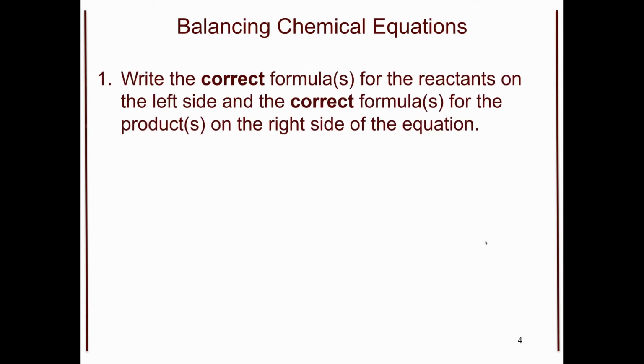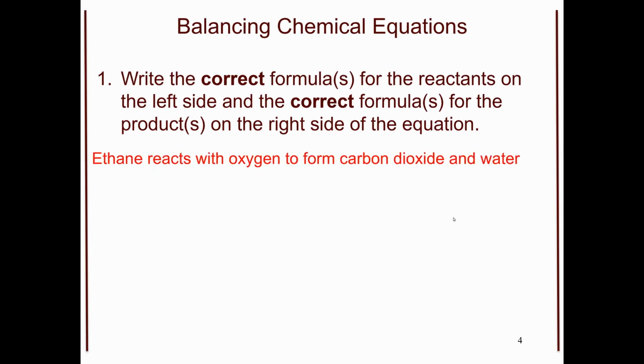The first thing that you want to do is write the correct formulas for the reactants on the left side, our reactants, and the correct formulas for our products on the right side of the equation. This means that you need to take your nomenclature skills that you learned back in previous chapters and apply them here. So if I say that I am going to have ethane reacting with oxygen to form carbon dioxide and water, we need to know what those species are.